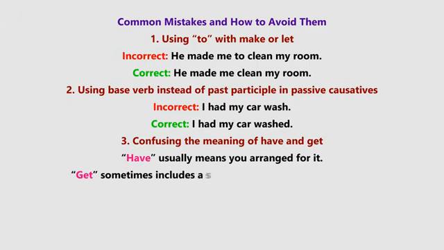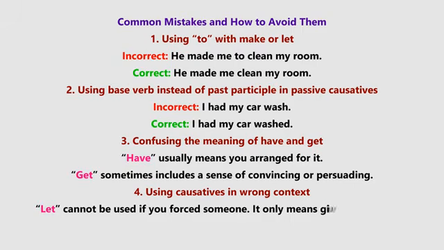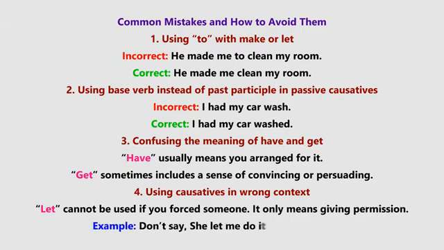3. Confusing the meaning of have and get. Have usually means you arranged for it. Get sometimes includes a sense of convincing or persuading. 4. Using causatives in the wrong context. Let cannot be used if you forced someone. It only means giving permission. Example, don't say, she let me do it if she forced you.